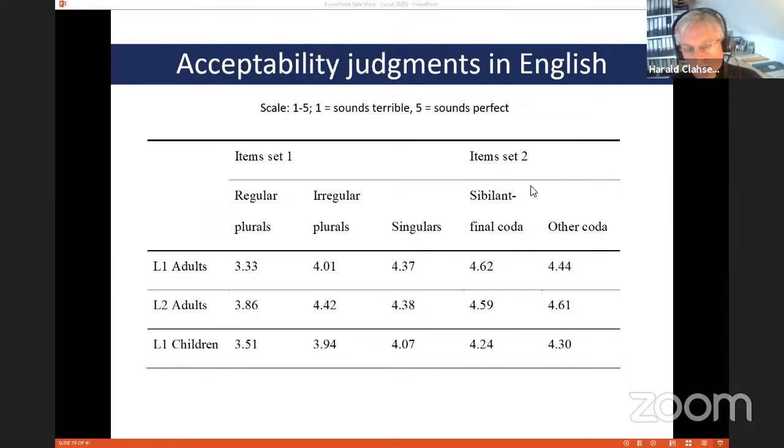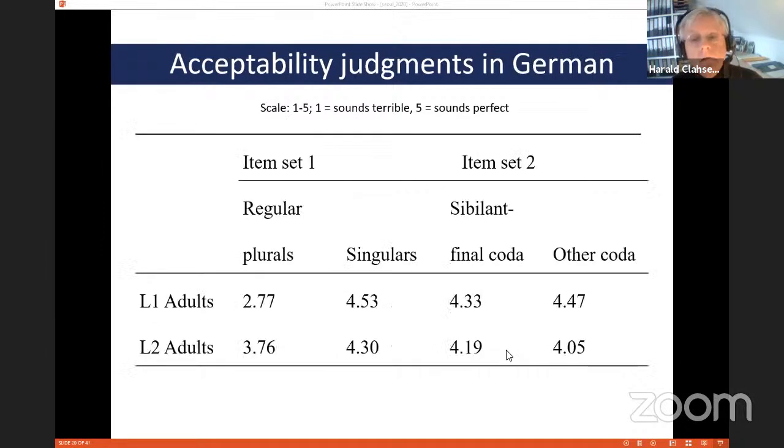And for item set 2, this is testing the surface constraint. There is no difference between the two, and this was also statistically confirmed. So this shows that the participants are sensitive to the compounding constraints, and that the dislike for regular plurals as non-head in compounds cannot be attributed to any kind of surface property. Okay, so Ramsky is wrong. And that is the same for German.